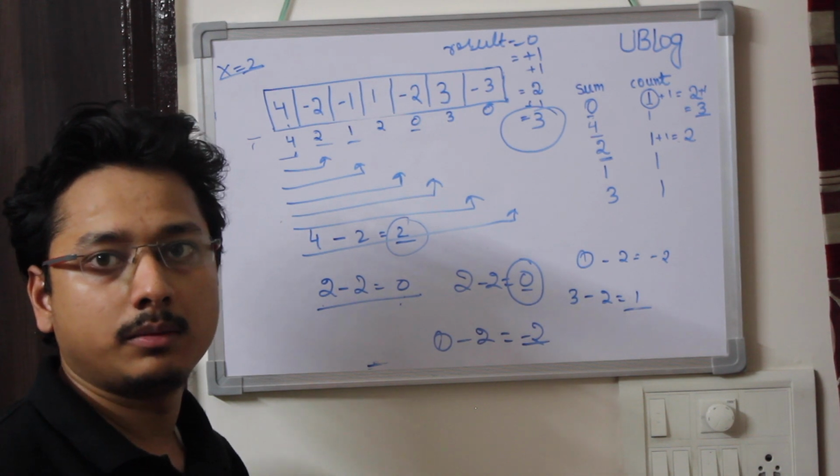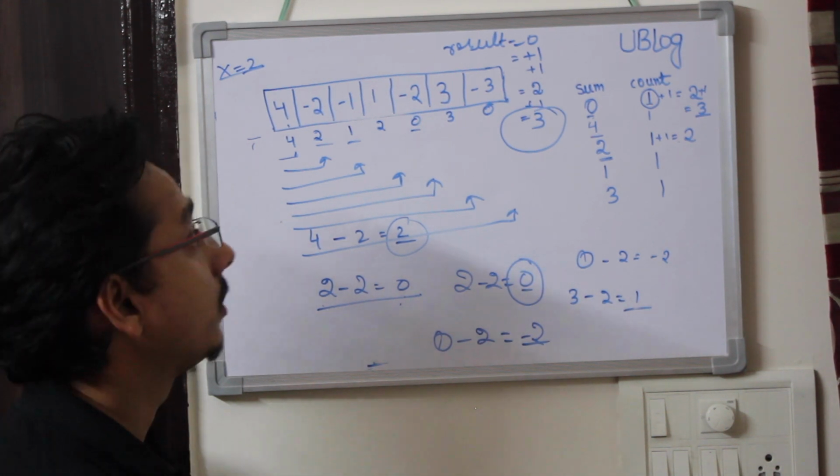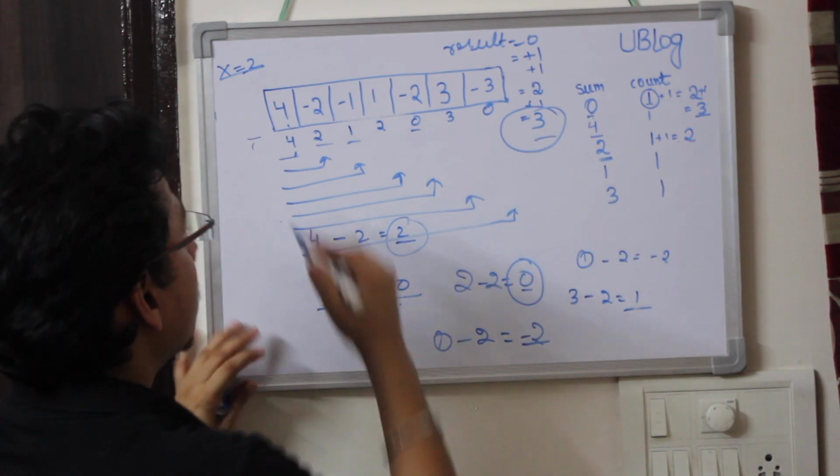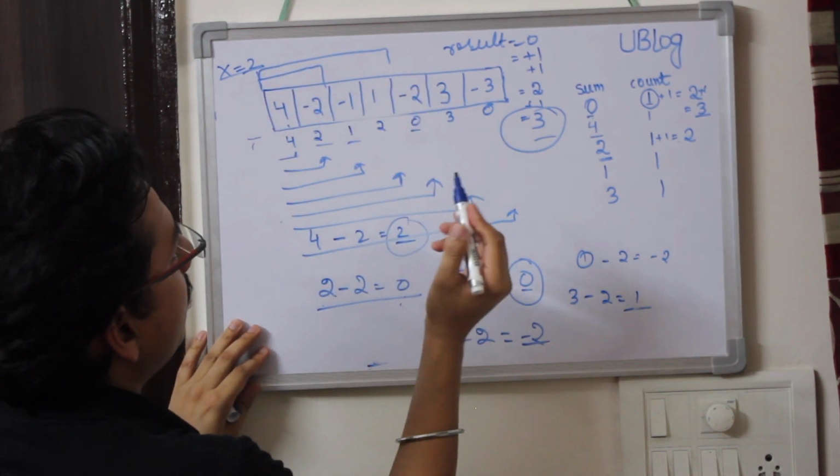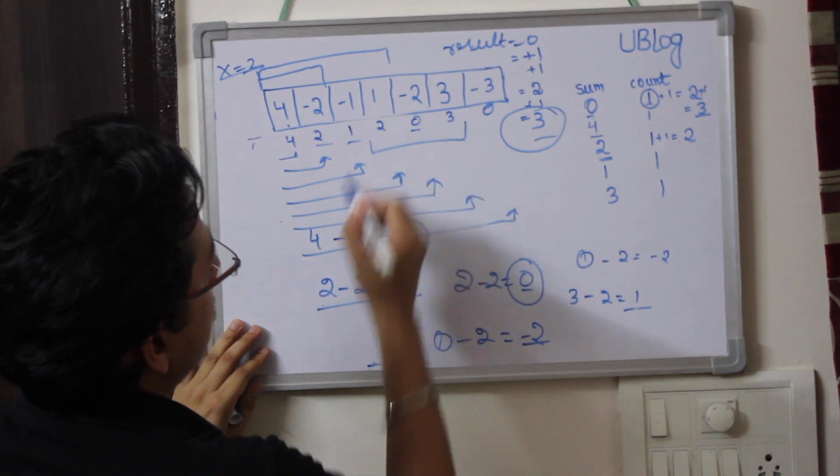So in this array, the number of subarrays with given sum 2 is 3. And what are those subarrays? Basically this is one subarray, this is one subarray, and this is one subarray.